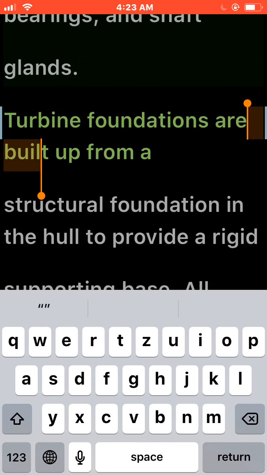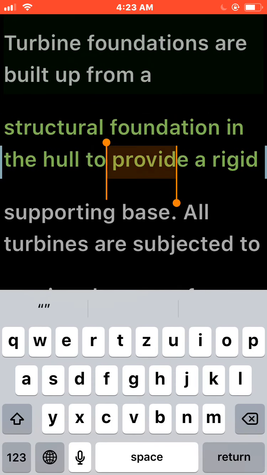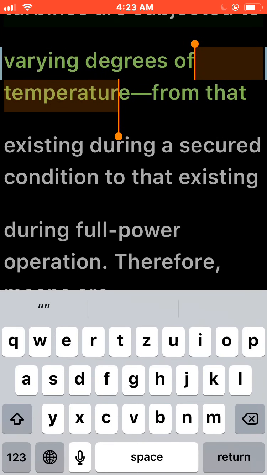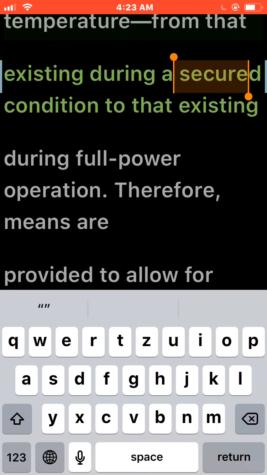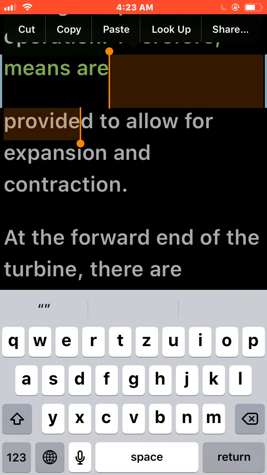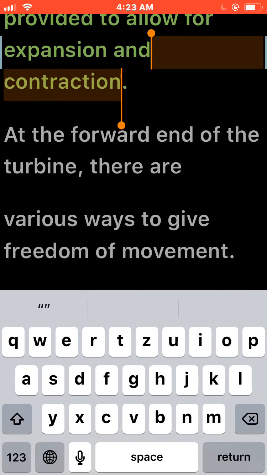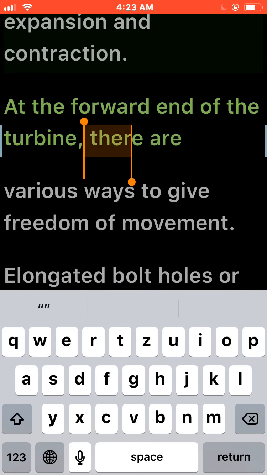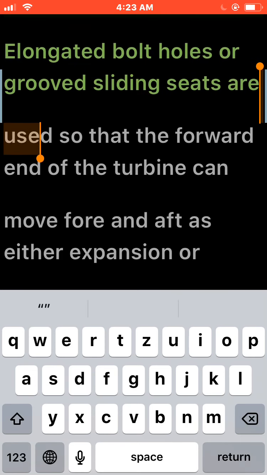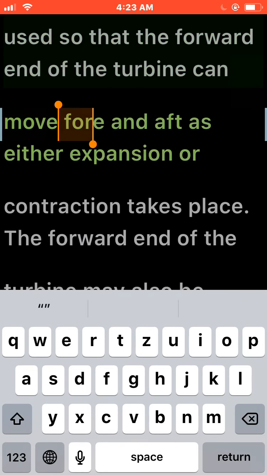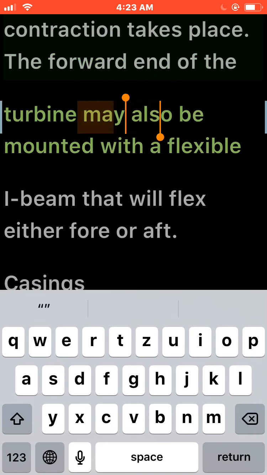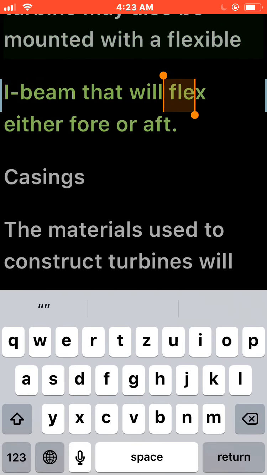Turbine foundations are built up from a structural foundation in the hull to provide a rigid supporting base. All turbines are subjected to varying degrees of temperature, from that existing during a secured condition to that existing during full power operation. Therefore, means are provided to allow for expansion and contraction. At the forward end of the turbine, there are various ways to give freedom of movement. Elongated bolt holes or grooved sliding seats are used so that the forward end of the turbine can move fore and aft as either expansion or contraction takes place. The forward end of the turbine may also be mounted with a flexible I-beam that will flex either fore or aft.